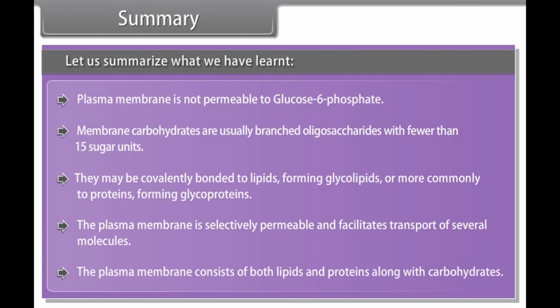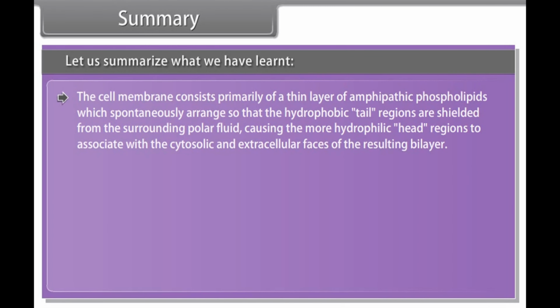The plasma membrane consists of both lipids and proteins along with carbohydrates. The cell membrane consists primarily of a thin layer of amphipathic phospholipids which spontaneously arrange so that the hydrophobic tail regions are shielded from the surrounding polar fluid, causing the more hydrophilic head regions to associate with the cytosolic and extracellular phases of the resulting bilayer.